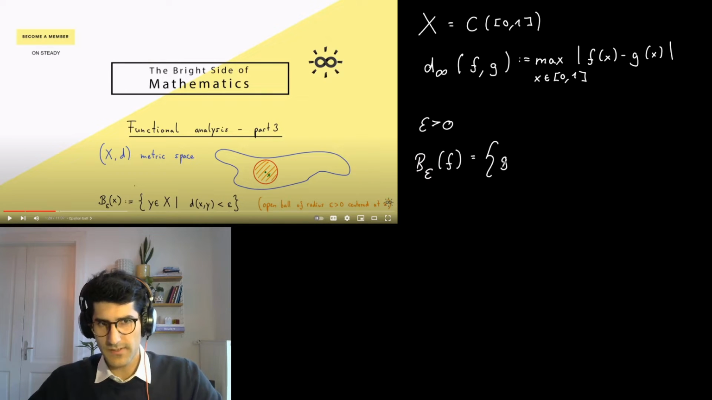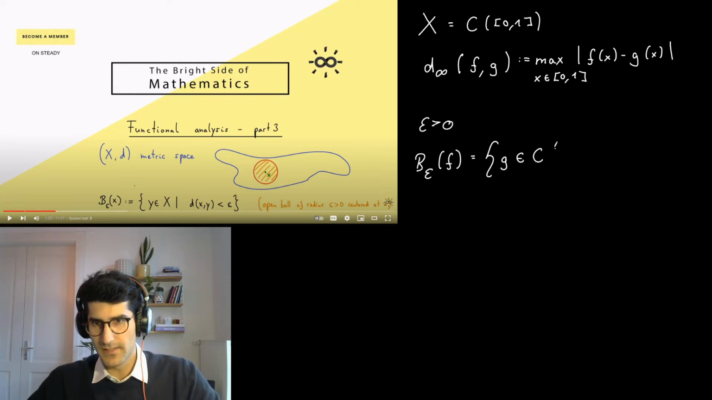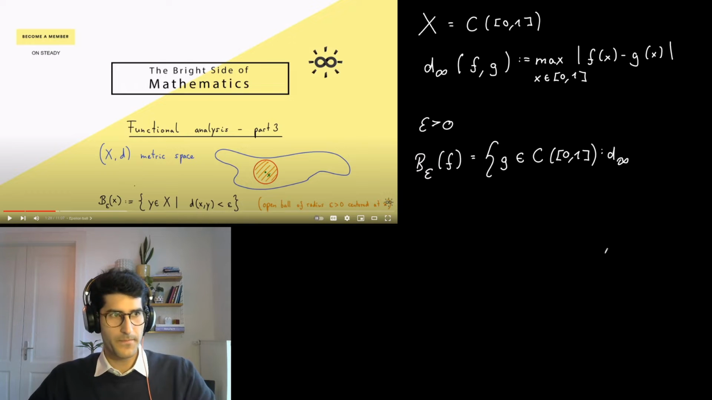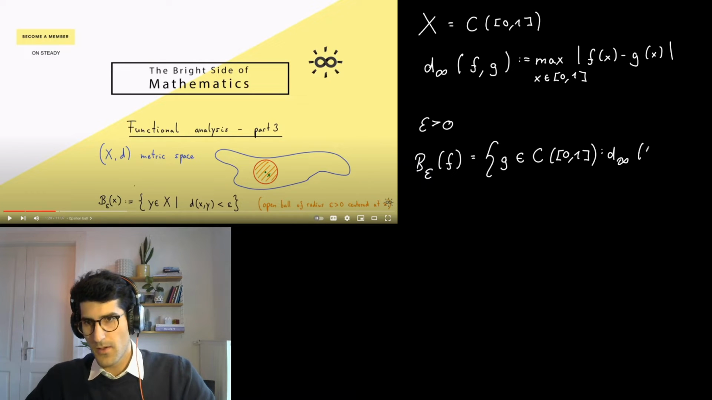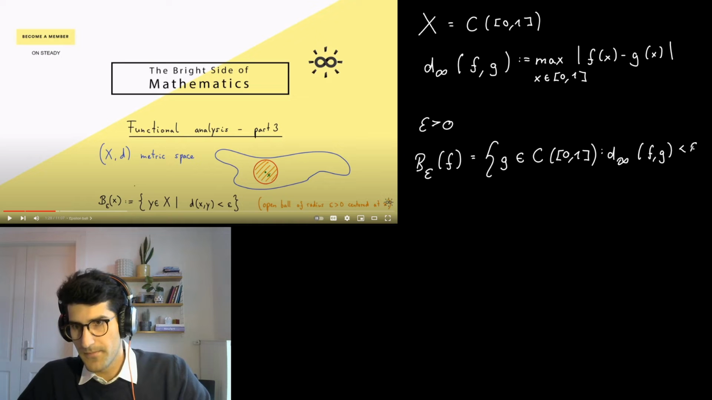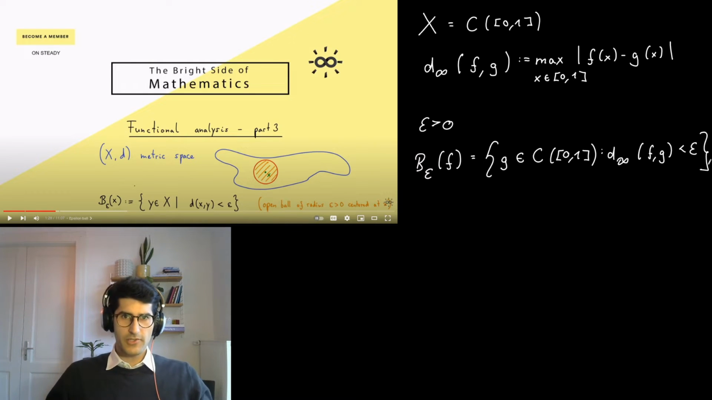consists of all functions g from our metric space, which are continuous functions on the unit interval, such that the infinity metric of f and g is smaller than epsilon. Notice I just copied the definition and changed wherever I had additional information to the concrete information at hand. So this is not particularly helpful yet.